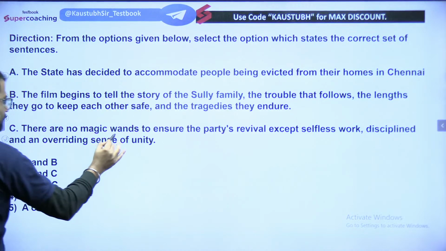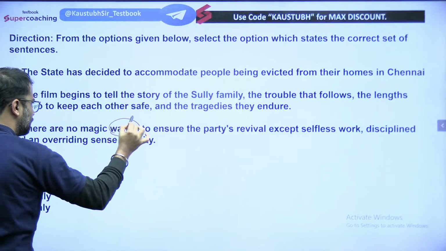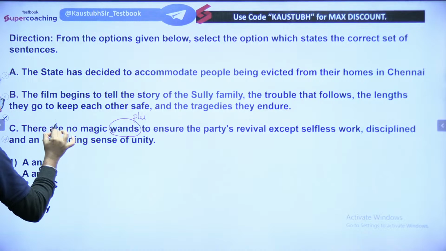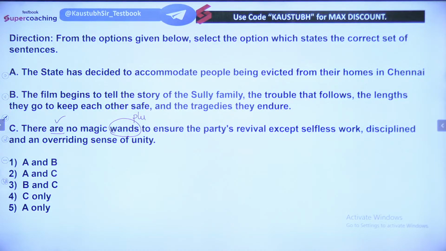We are not talking about magic as a noun, we are talking about wands as a noun in the plural form. So R technically is correct. There are no magic wands. Only A, Niranjan is going with. Shalini also says only A.